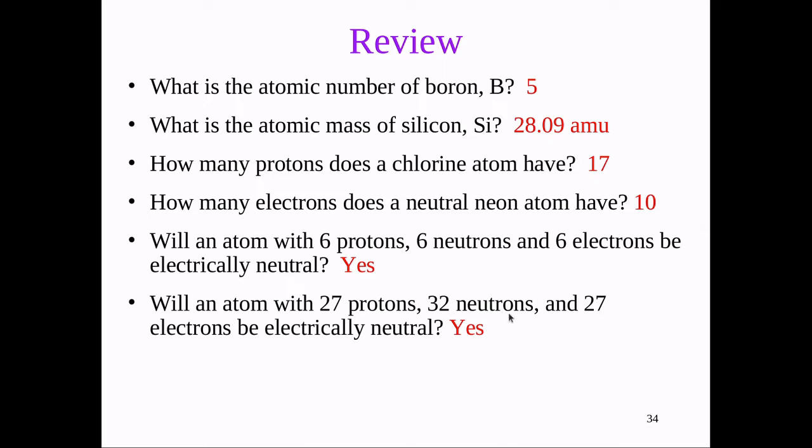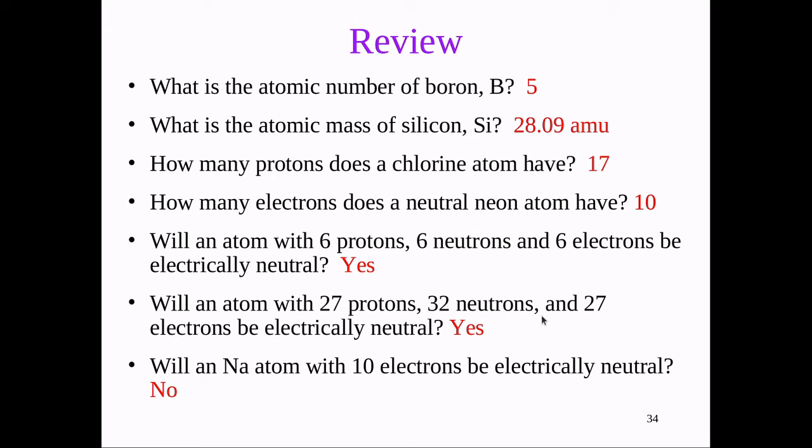We can change the number of neutrons. We don't have to have the same number of neutrons as we do protons and electrons. We can have as many or as few as we want, and it will not change the charge. The only thing that's going to change the charge of the overall atom is a misbalance between the protons and the electrons. If there's more or fewer electrons than protons, then it's going to start to take on a charge. And we're going to talk a little bit more about that in the next section.